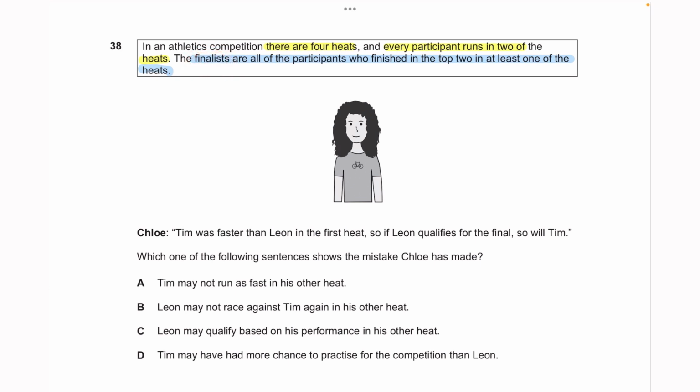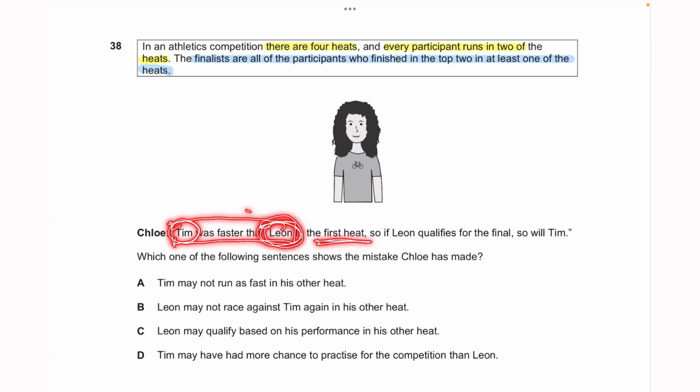Okay, and so we've got 2 different rounds, and they just need to make it into the top 2, first or second, in at least one of those 2 heats that we have. Okay, and so this is what Chloe says: Tim was faster than Leon in the first heat, so if Leon qualifies for the final, so will Tim. Okay, so if we have a look here, we can acknowledge that yes, Tim was faster than Leon in the first heat that they ran, okay?